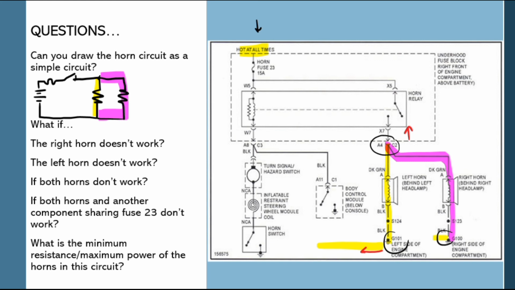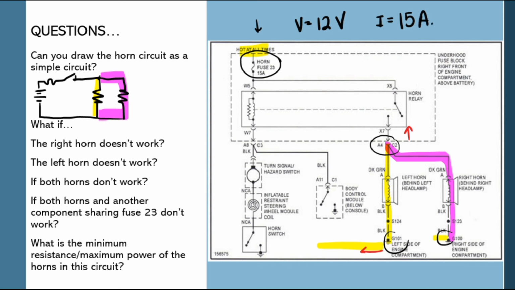Here's a fun one. What's the minimum resistance, maximum power of the horns in this circuit? Well, I know it's usually higher, but let's say the battery voltage or the source voltage is 12 volts. What other information do we have? We have a 15 amp fuse. So that kind of holds us.